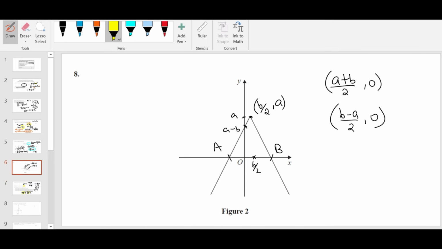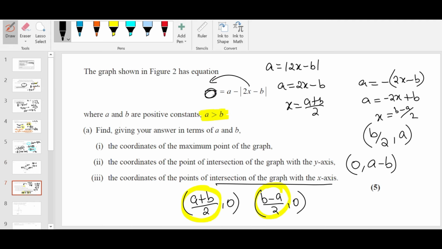Since both are positive, this will be a positive number. So this point b is going to be a plus b over 2, and point a is going to be b minus a over 2. You need to check this and mention it properly. But in this case, they did not specifically say; the question just said find the x-intercept. So just mention these 2 points in any order. You will get full marks.